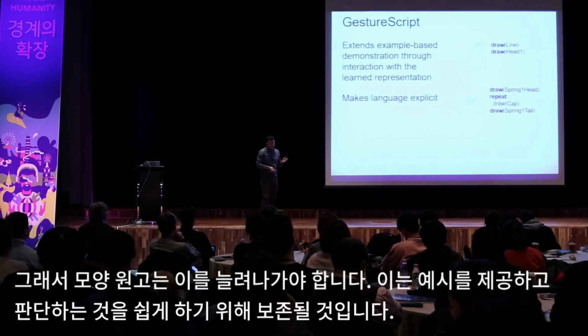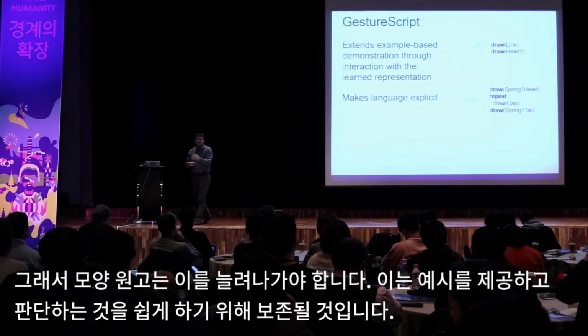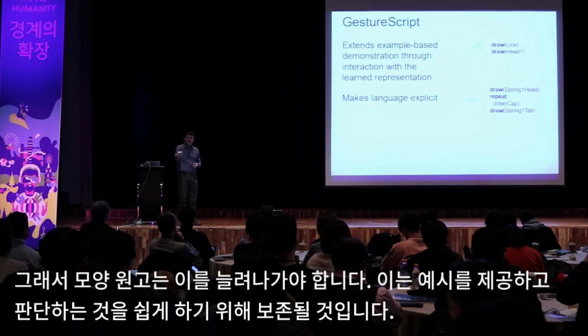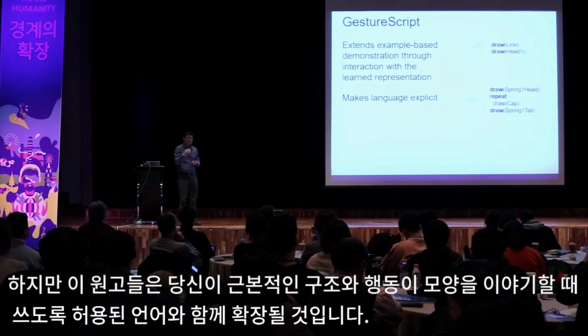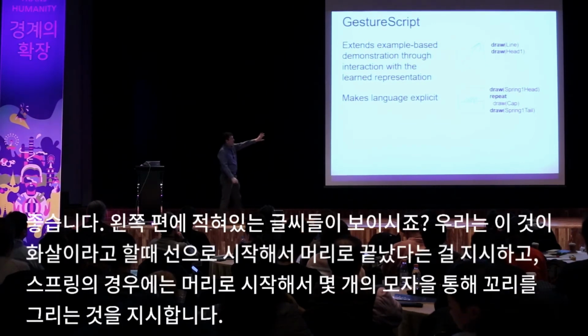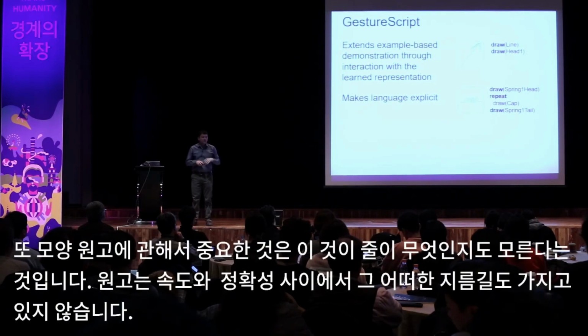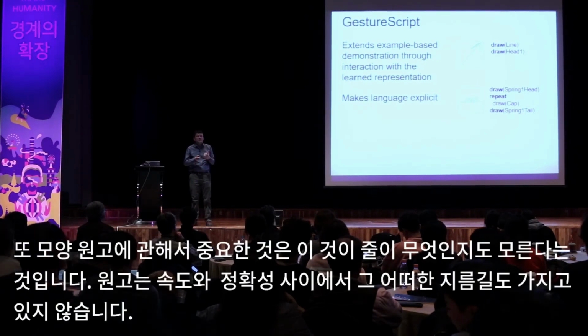And so what GestureScript is going to do is extend this. It's going to preserve that core ease of just giving examples and getting a recognizer, but it's going to extend it with a language that allows you to talk about the underlying structure and form of these gestures. Okay, and you can see a couple scripts here on the side where we say that an arrow starts with a line and ends with a head, and a spring starts with a head, has some number of caps, and ends with a tail. Okay? And the important thing about GestureScript is that it has no idea what a line is.